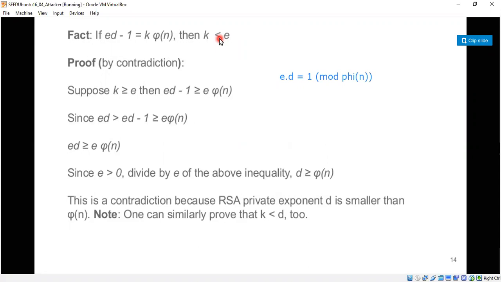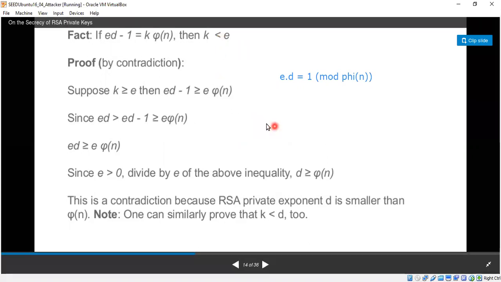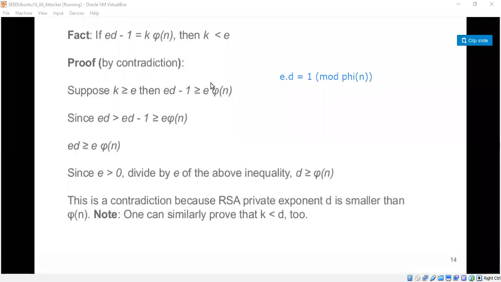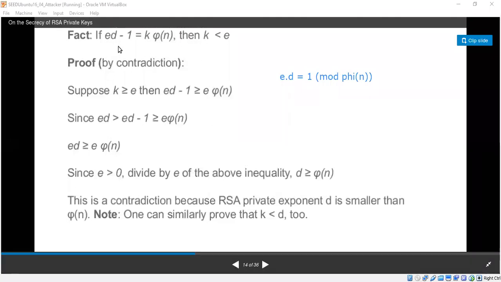I also mentioned that e is at most 65,537. You can still choose a larger e if you want, but that's not the way it works in practice. Most implementations stick to the default e value. So what is the point of this slide? This slide is just telling you that e times d minus 1 is a multiple of k times phi of n, and k must be less than e.